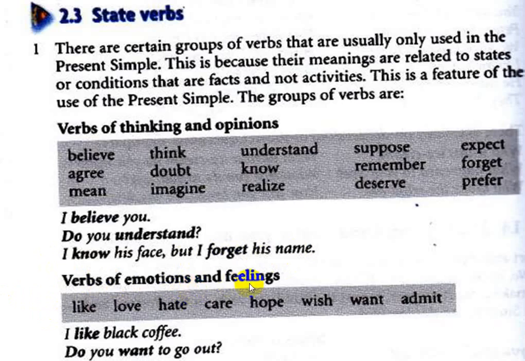The second one, verbs of emotions and feelings: like, love, hate, care, hope, wish, want, and admit. For example, I like black coffee. Do you want to go out? I don't care.